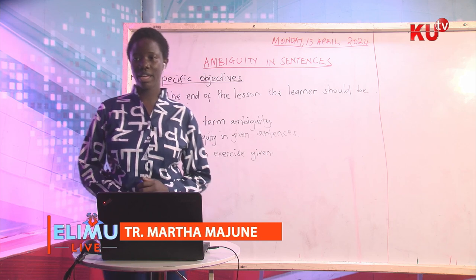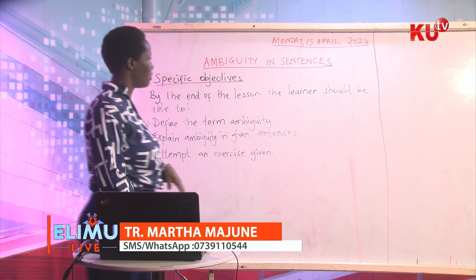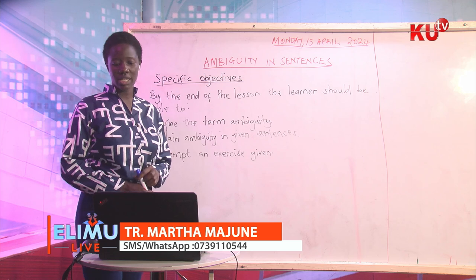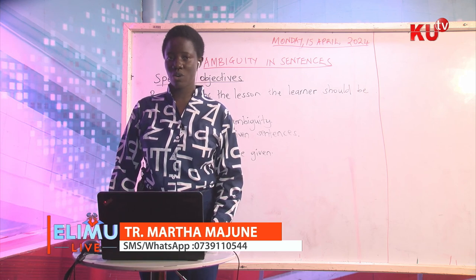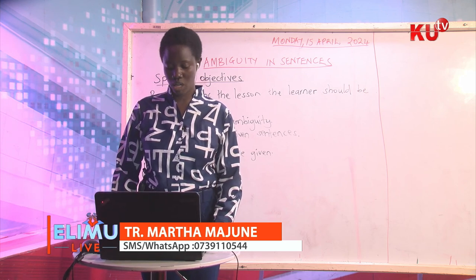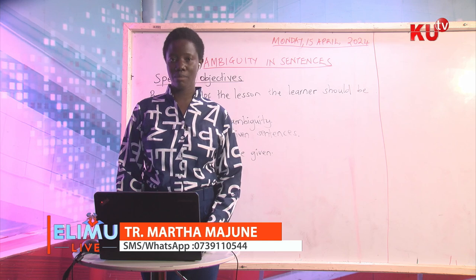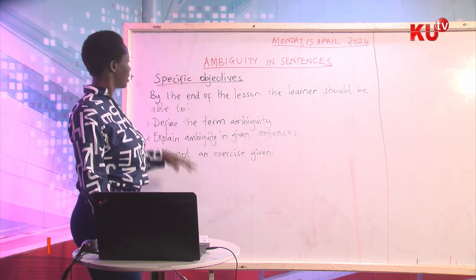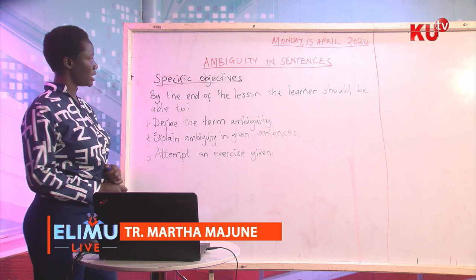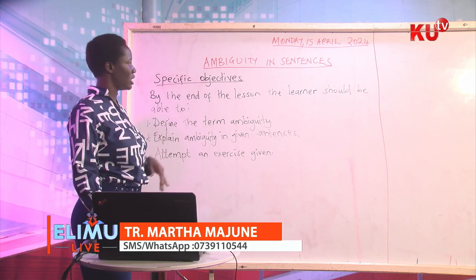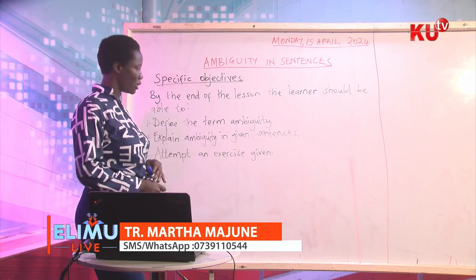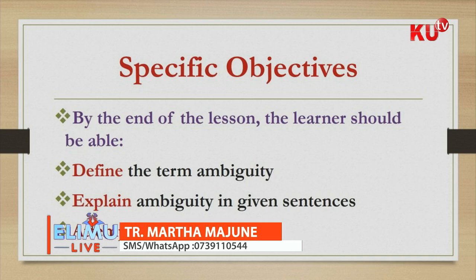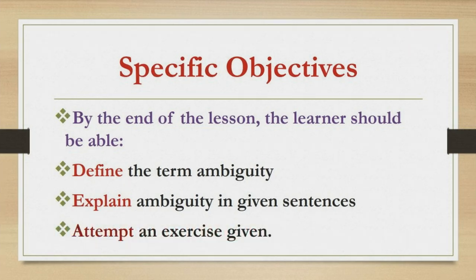In our English lesson today, we'll be learning about ambiguity in sentences. Ambiguity in sentences is tested in English paper 101/2, that is English paper 2, and it's tested under grammar. So our specific objectives of this lesson are that by the end of the lesson, the learner should be able to, one, define the term ambiguity, two, explain ambiguity in given sentences, and three, attempt the exercise given.